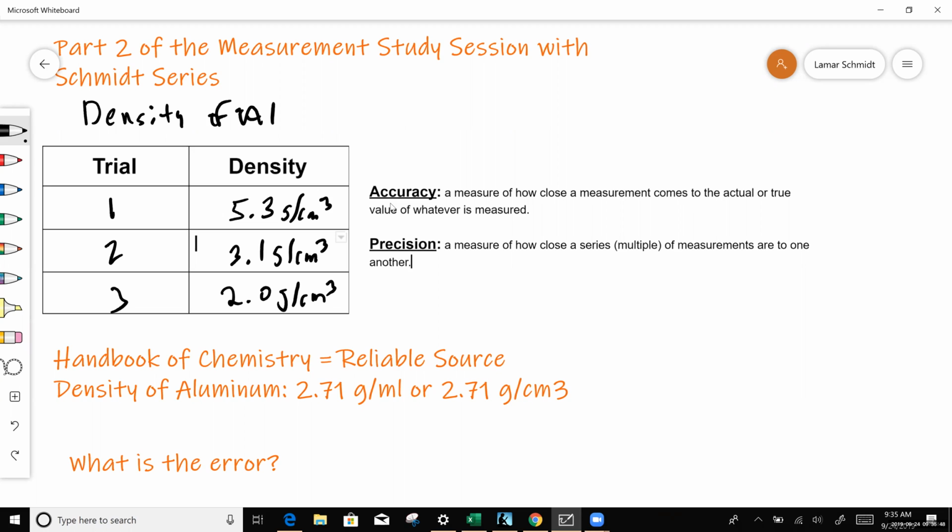centimeter. How would you describe my results if you went to a reliable source like the Handbook of Chemistry and saw that the actual value for the density of aluminum is 2.71 grams per cubic centimeter? Could you describe that as accurate, precise, accurate and precise, or neither accurate nor precise? Which one could we use there? Neither. So why would you say neither?